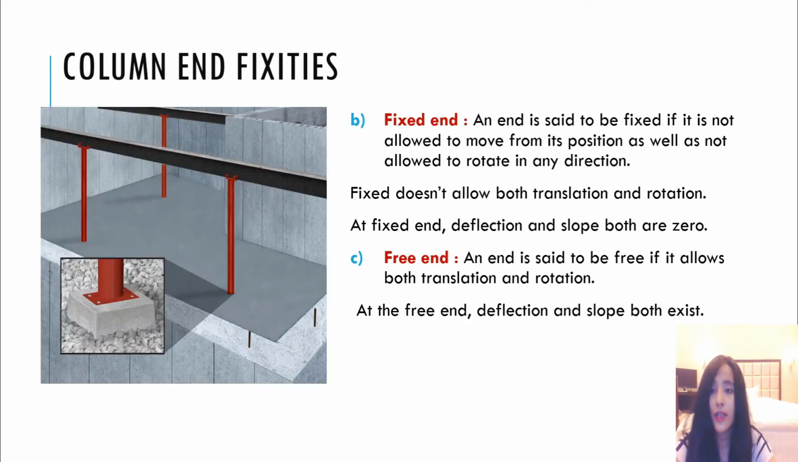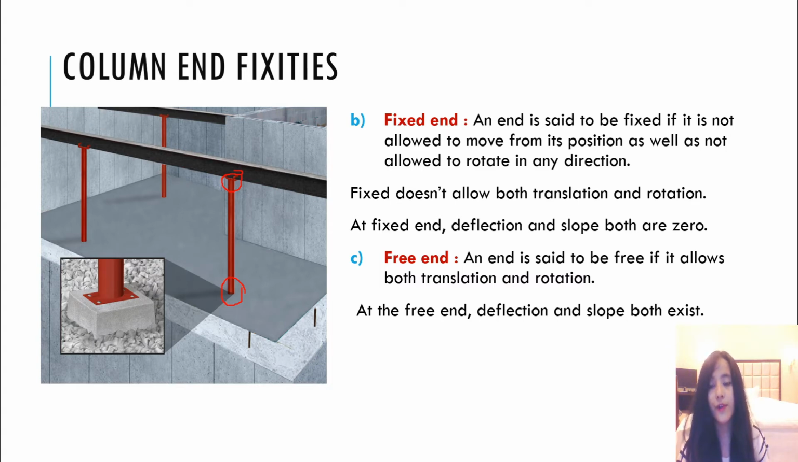Next we have fixed end. Now fixed end pe, you see the diagram here, this column is fixed from both sides. A column is said to be fixed if it is not allowed to move from its position as well as not allowed to rotate in any direction. So if it is fixed, it cannot move, right? It cannot rotate nor can it move. So fixed does not allow both translation and rotation. So at fixed end, deflection and slope both are 0.